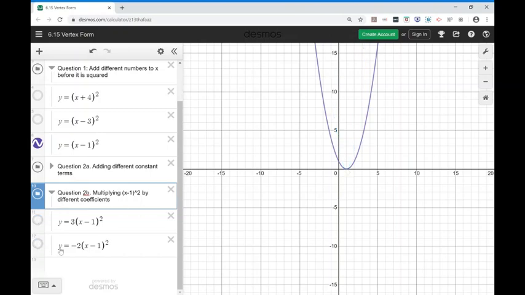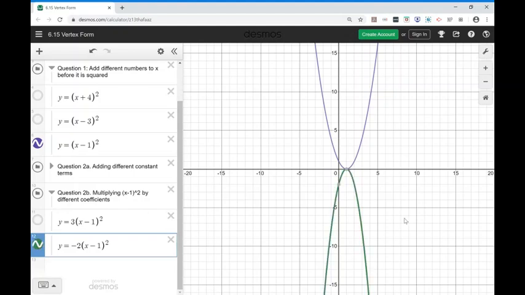For this other one, we have y equals -2 times (x minus 1) squared. And this one, you might guess, is also going to be narrower, but based on that negative, you've seen in other lessons that having a negative a value means our parabola is going to open downward instead.